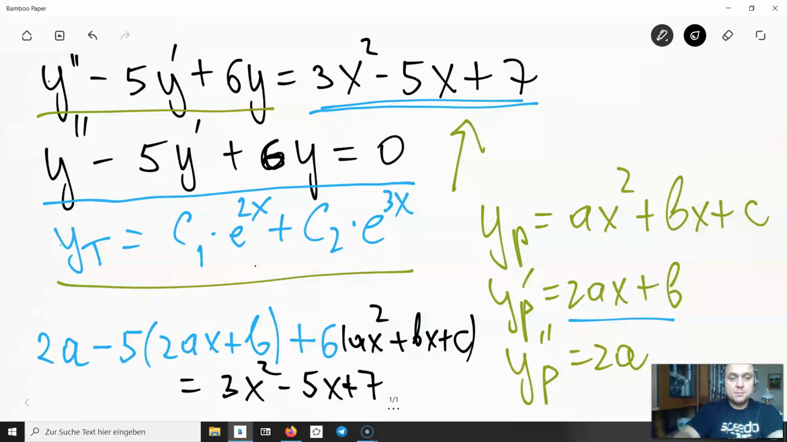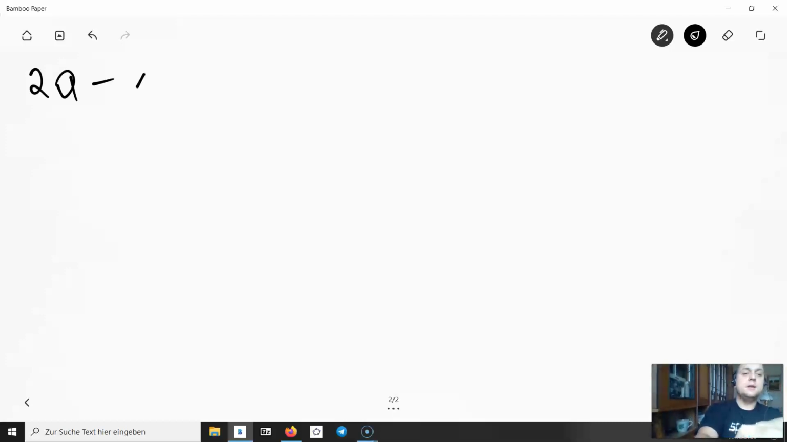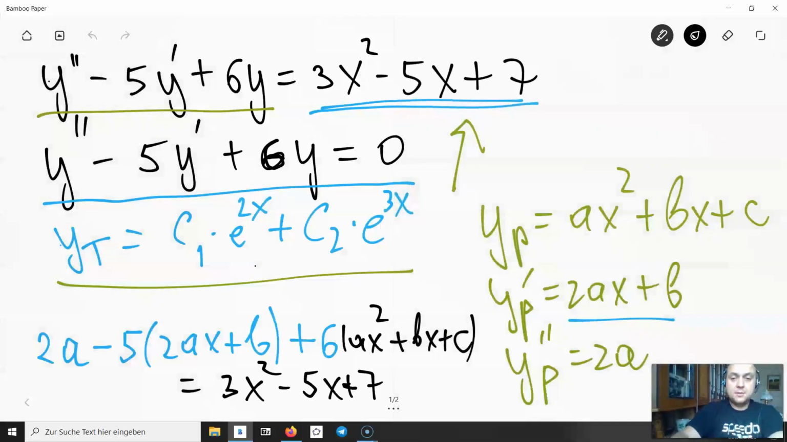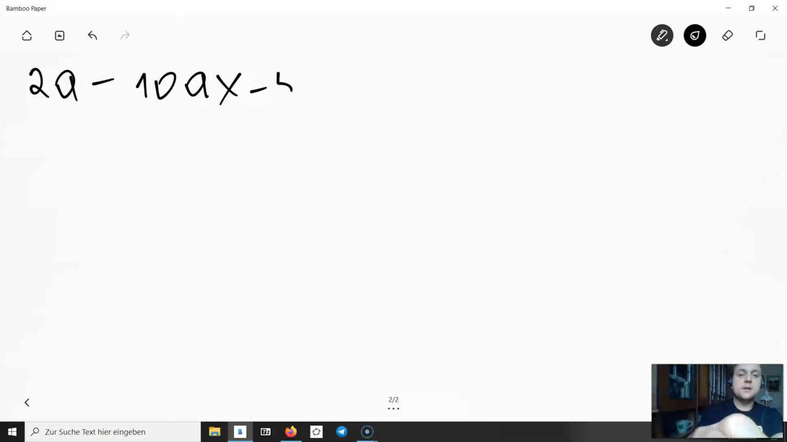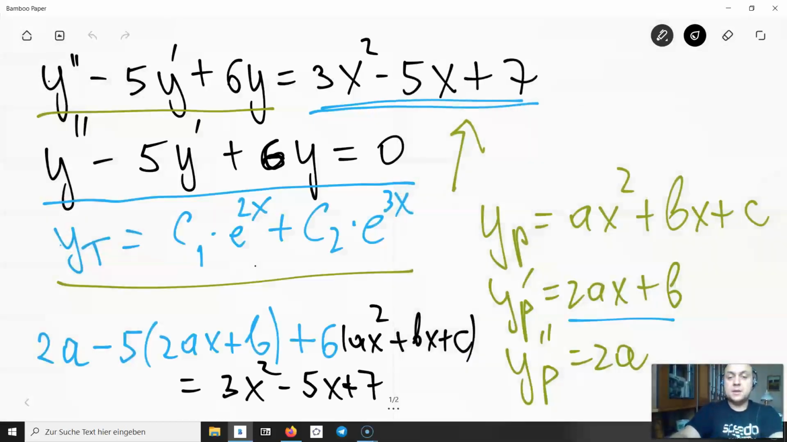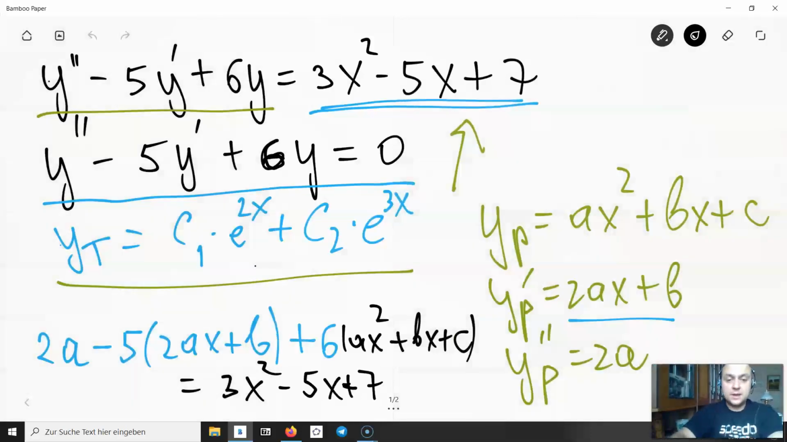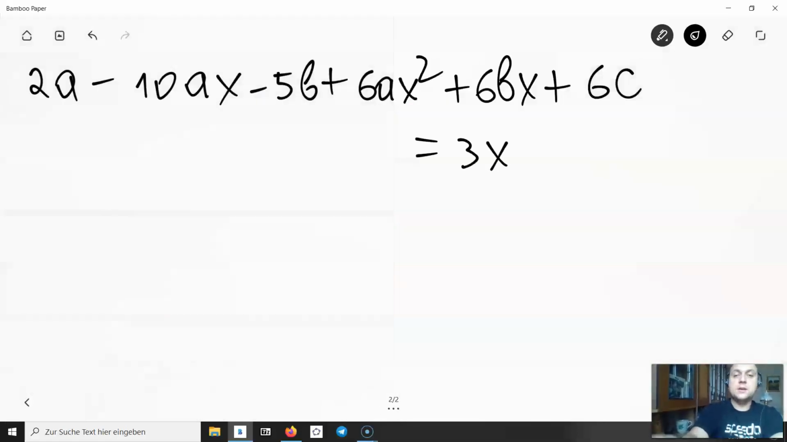So I have 2a minus 10ax, minus 5b plus 6ax squared, which we have still on the left-hand side, plus 6bx plus 6c, as you can see right here. On the right-hand side, we got 3x squared minus 5x plus 7.